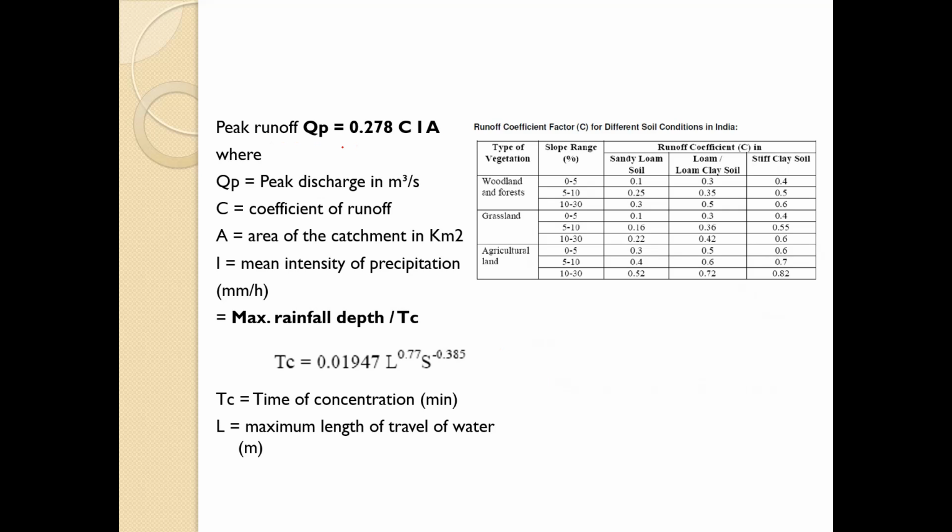So peak runoff, QP equals 0.278 CIA, where QP is the peak discharge, C is the coefficient of runoff, A is the area of the catchment, and I is the mean intensity of precipitation in mm per hour, which equals the maximum rainfall divided by the time of concentration. The time of concentration is again 0.01947 L raised to 0.77 and S raised to minus 0.385, where L is the maximum length of travel of the water in meters. Here you can see the different coefficient factors for different soil conditions in India.